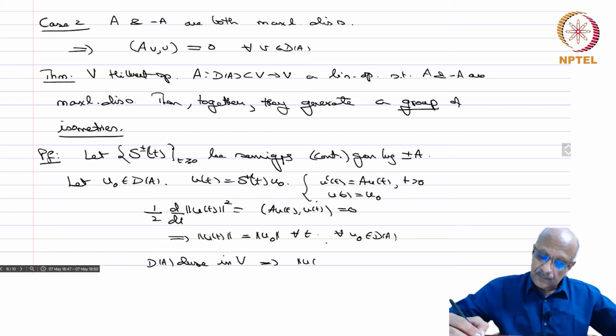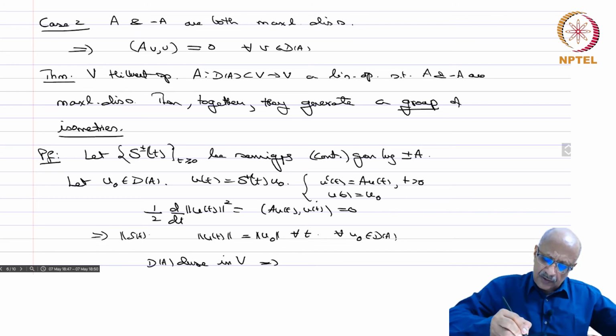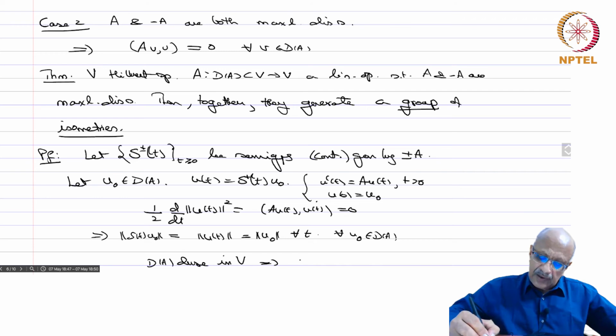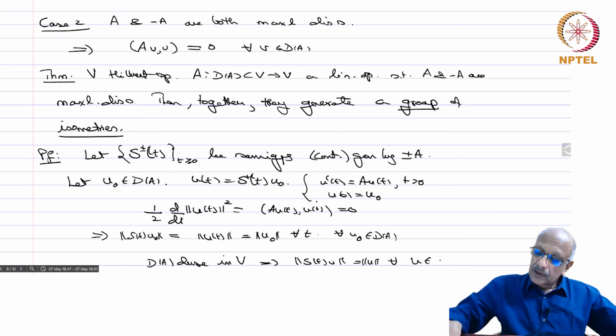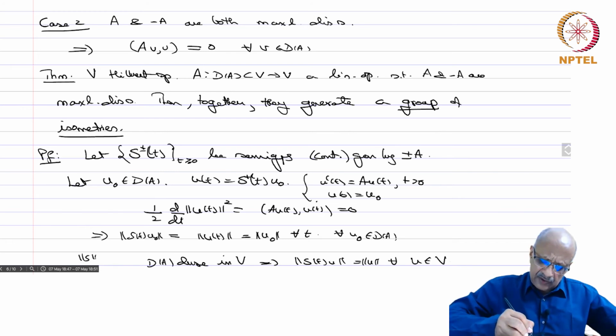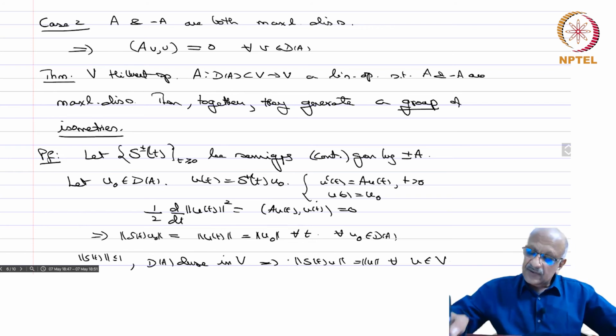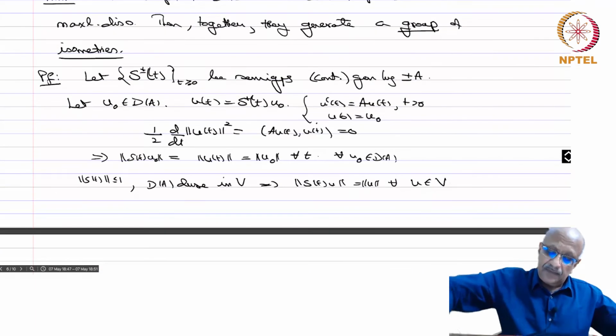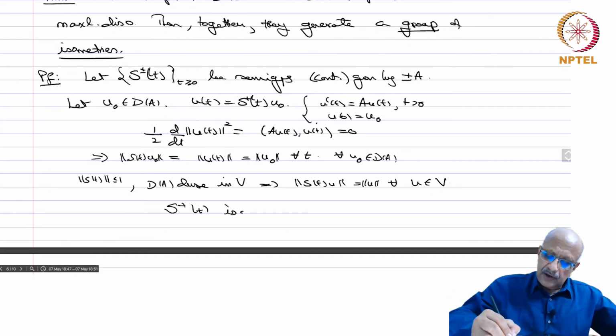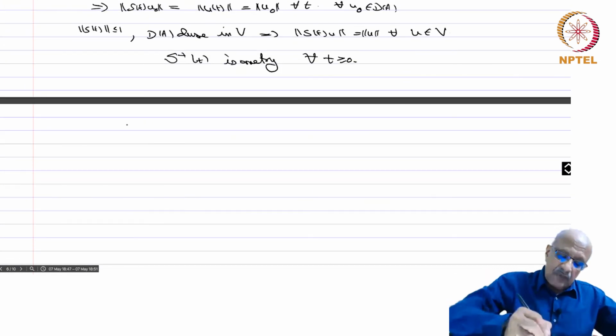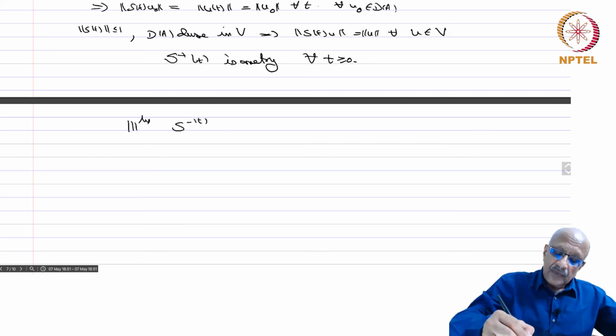Okay, but what is norm of S(t) of u naught? It is this, and this implies that norm of S(t) of u equals norm of u for all u in V. Okay. So, the norm of S(t) is less than or equal to 1, and D(A) is dense in V, and therefore you have this, and therefore S plus (t) is an isometry for all t greater or equal to 0. For t equals 0, it is just the identity map. Similarly, S minus (t) is an isometry for all t greater or equal to 0.